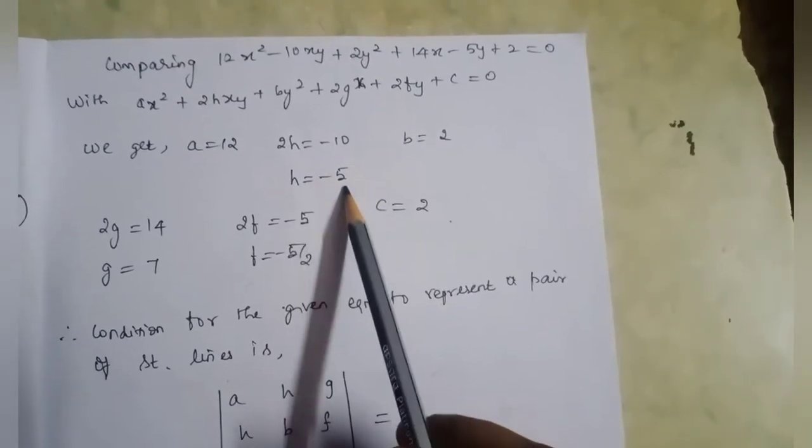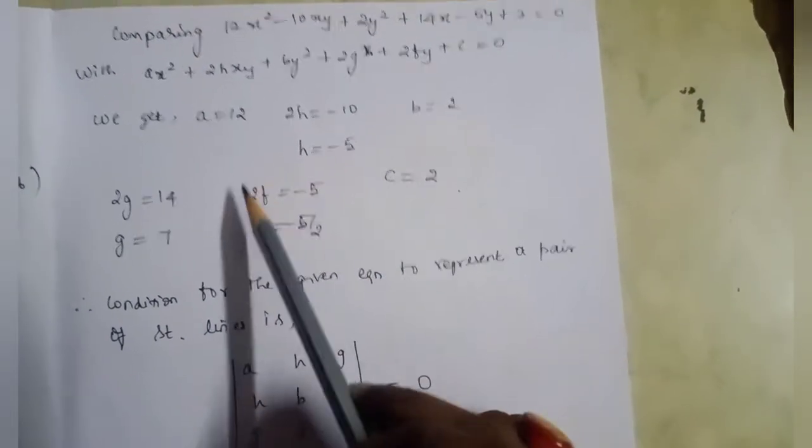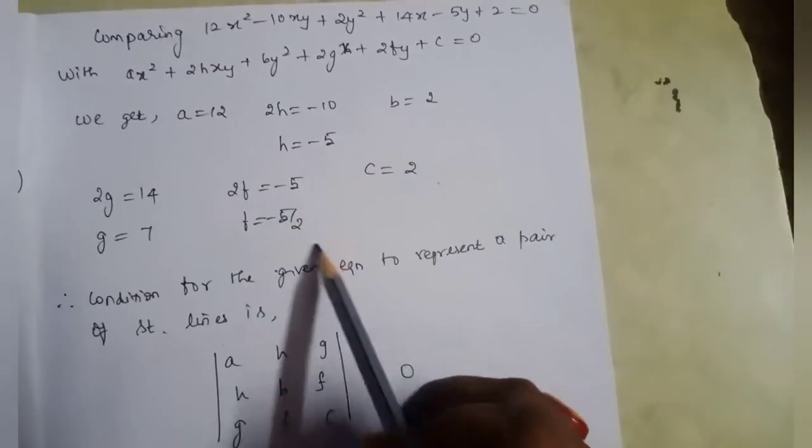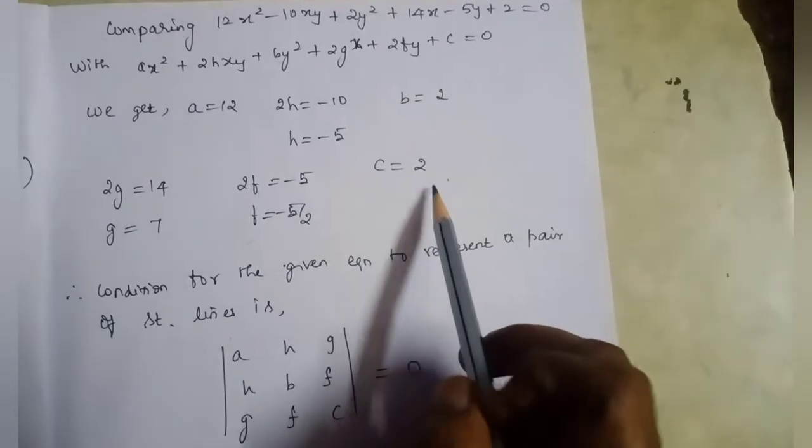12. What is your 2h? It is minus 10. So h is equal to minus 5. b is equal to 2. And what about 2g? 14. So g is equal to 7. 2f is equal to minus 5. So f is equal to minus 5 by 2, and c takes the value 2.